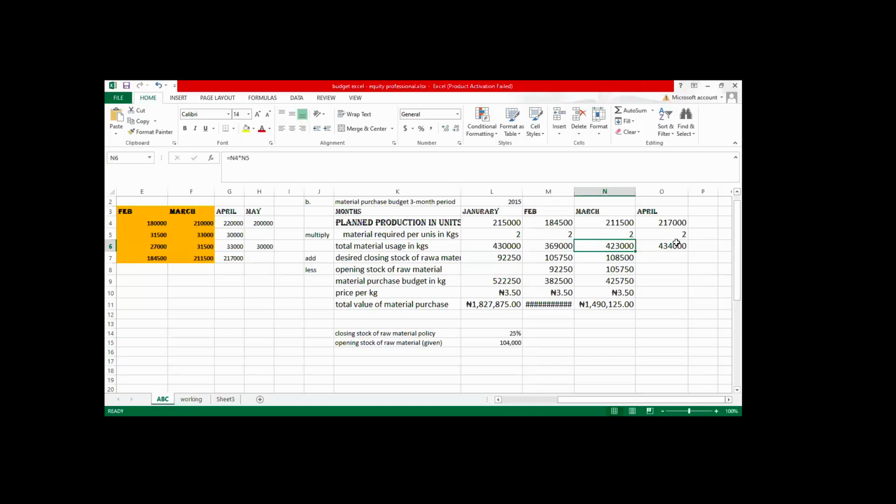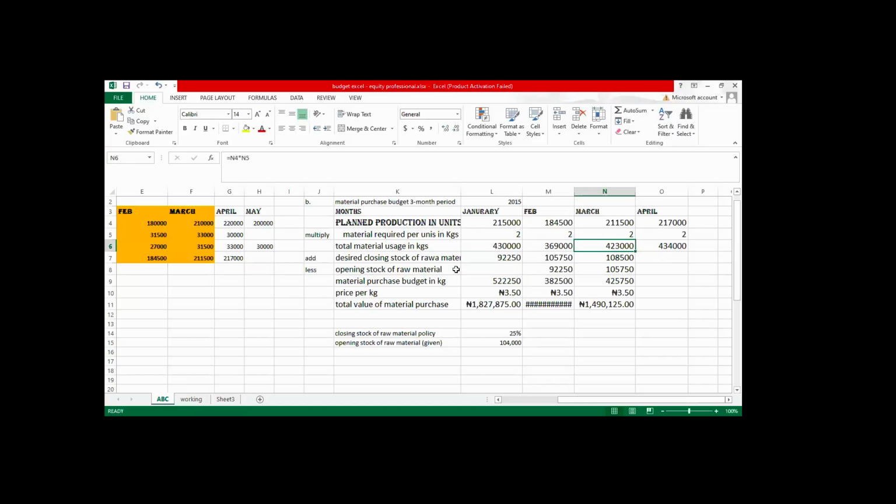For April, 217 multiplied by 2 kg. Total kg for production: 434,000 kg. That is how we get our total material usage in kg.